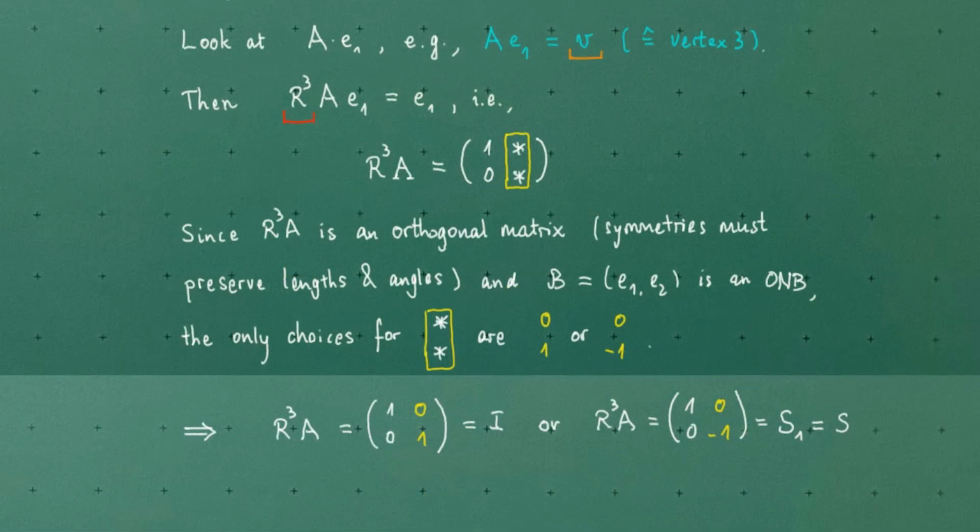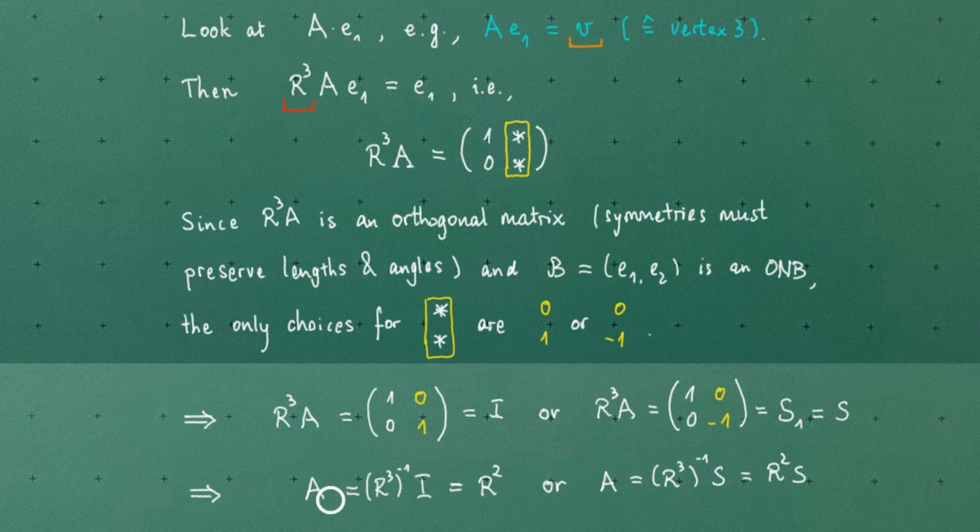Those are the only choices that are left. And now we are almost done, because in this case I end up with this relation here. R to the third power times A is this matrix, which is nothing but the identity. Or in the second case, this guy here is this matrix, which is nothing but the matrix corresponding to the reflection about axis 1, which I abbreviate by S here. And then it's all about finding what A is, what A looks like.